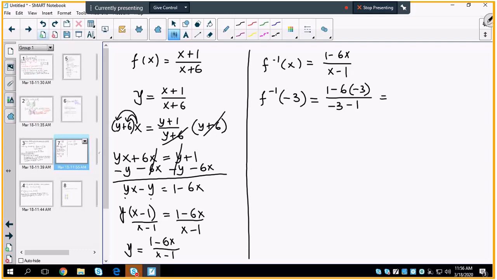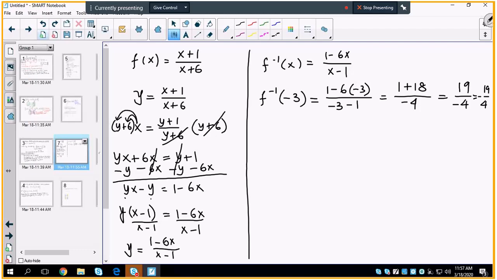So see, on the top you get 1 plus 18. Negative times negative is a positive. On the bottom you have negative 4. So you get 19 over negative 4, which you can write as minus 19 over 4. And that was the answer in the previous way. So you pick which way you want to solve the problem, and you have multiple ways to answer the question.